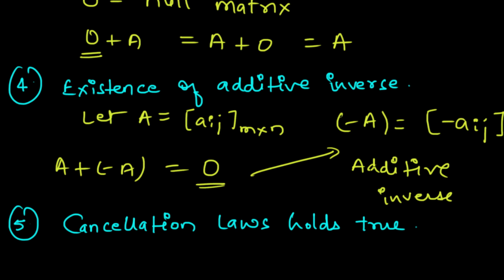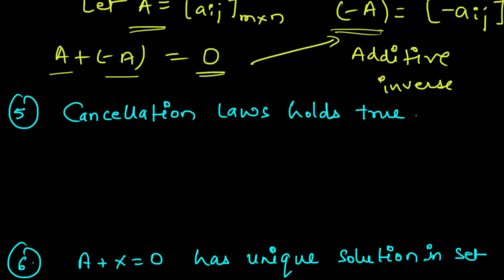So let's conclude this. We have one matrix A and we define minus A, which is obtained by negating each and every element of matrix A. When we add A and minus A, if we get a null matrix, then minus A will be called the additive inverse of matrix A. Simple. Cancellation laws. So this is interesting.